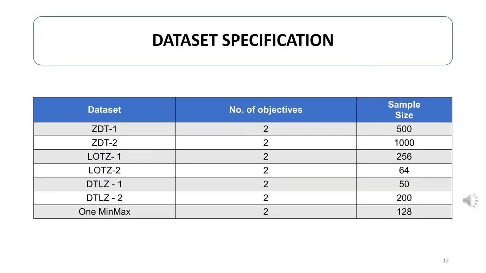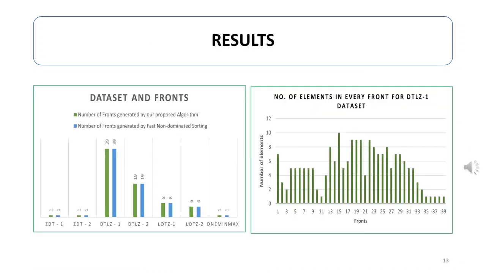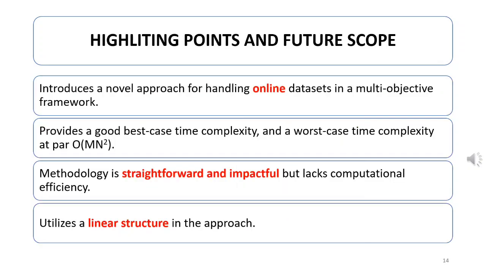Here is the dataset specification. We get the number of fronts and number of elements on those particular fronts exactly same as the FNDS. This work introduces a novel approach for online multi-objective datasets with a best case time complexity of order of m and worst case order of mn square using a simple linear structure, though it lacks computational efficiency.